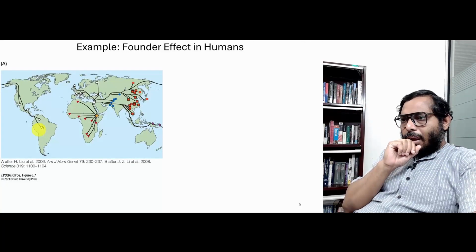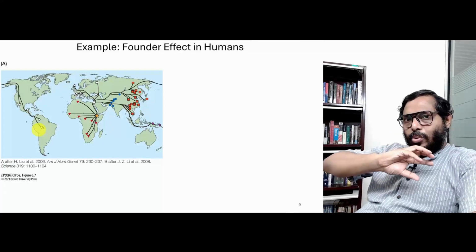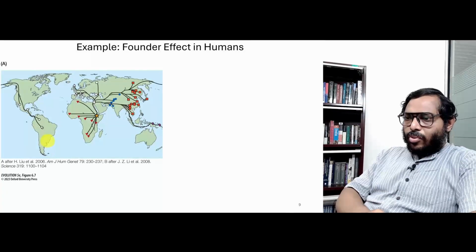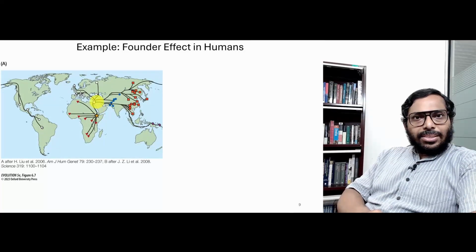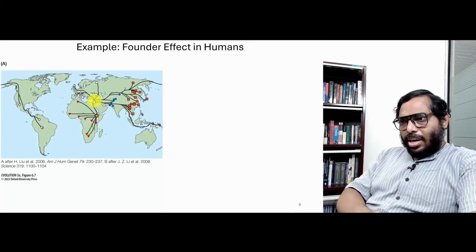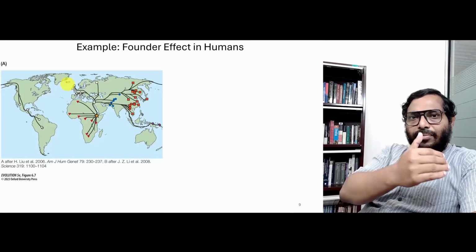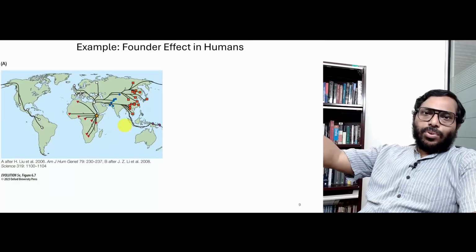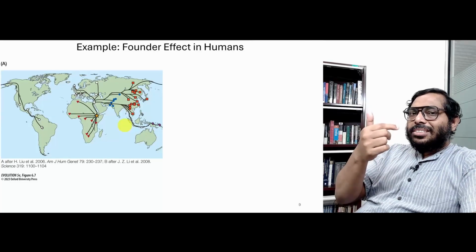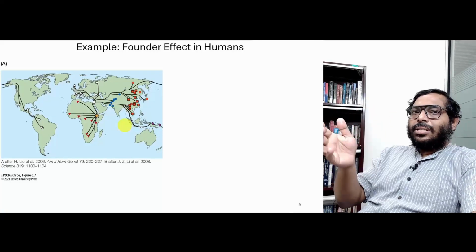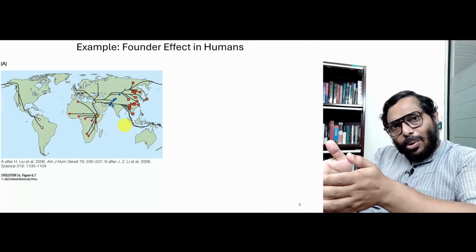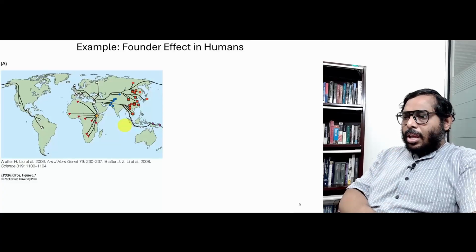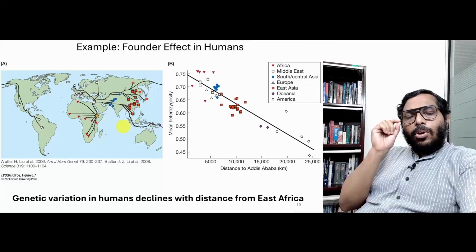Now, appreciate one thing: each time a group goes from one place to another, you are going to get a founder event. So, for example, when they go from Africa to the Middle East, that is one founder event. When they go from the Middle East to, let us say, Western Europe, that is another founder event, and so on and so forth. So, what we have is a series of founder events. And what I told you is that each time a founder event or a bottleneck event happens, typically the genetic variation goes down, right.